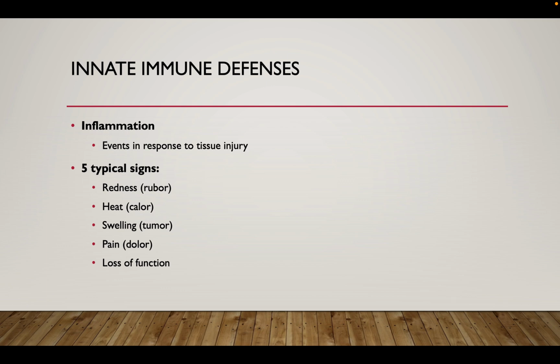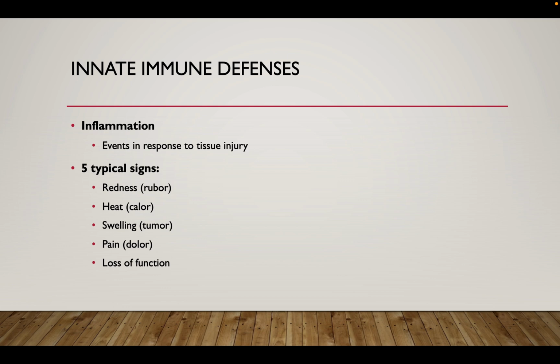And so there is redness, which is called rubor. There is heat, which is called calor. There is swelling, called tumor. Pain, which is dolor. And then this last one is sometimes included and sometimes it's not, but a general loss of function. So if you think about, let's just take the example of twisting an ankle.